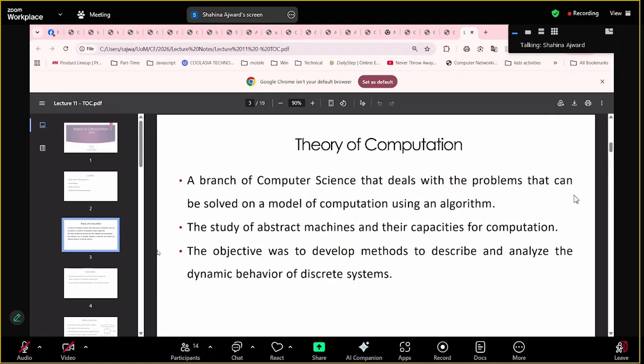Now when we design these systems, we need to evaluate their capabilities. But when it comes to computers, their behavior changes dynamically, so it is quite complex to evaluate the capability of these kinds of systems. The study of how to evaluate the capability of discrete systems is what we call the theory of computation.